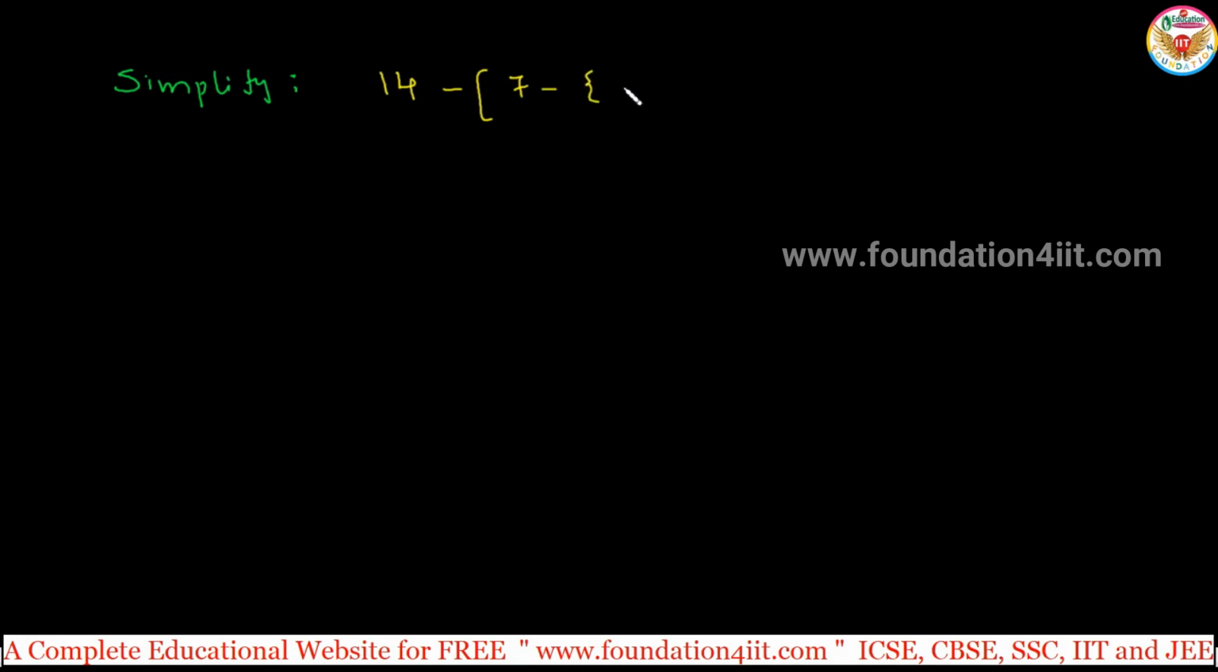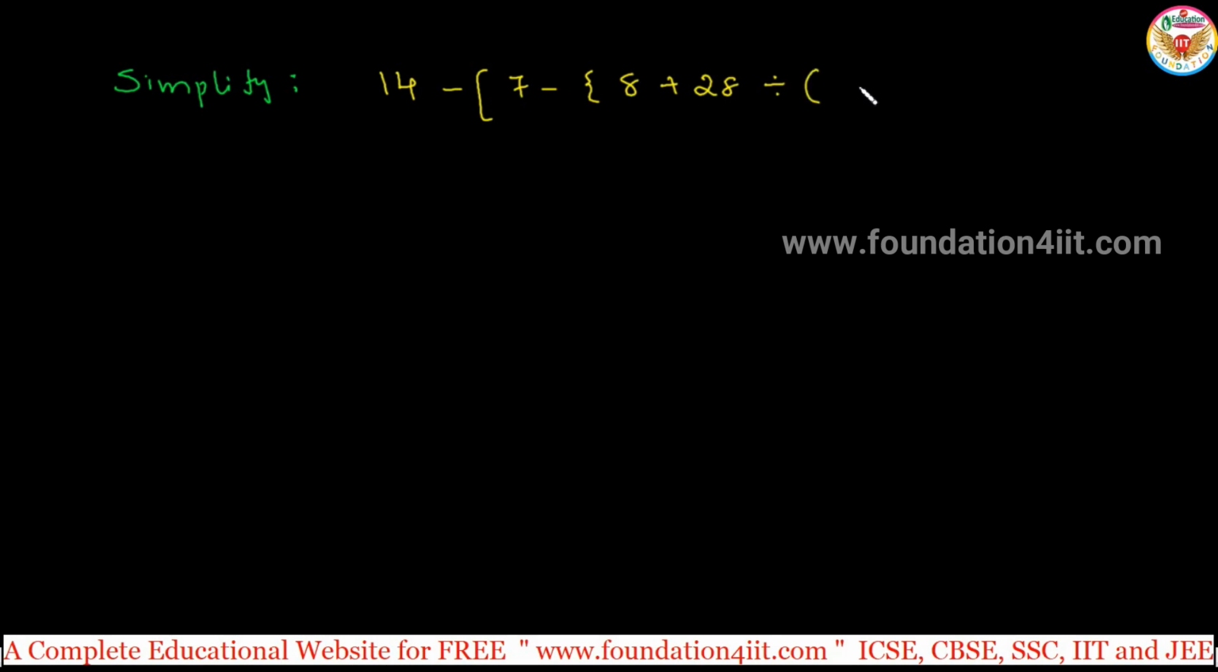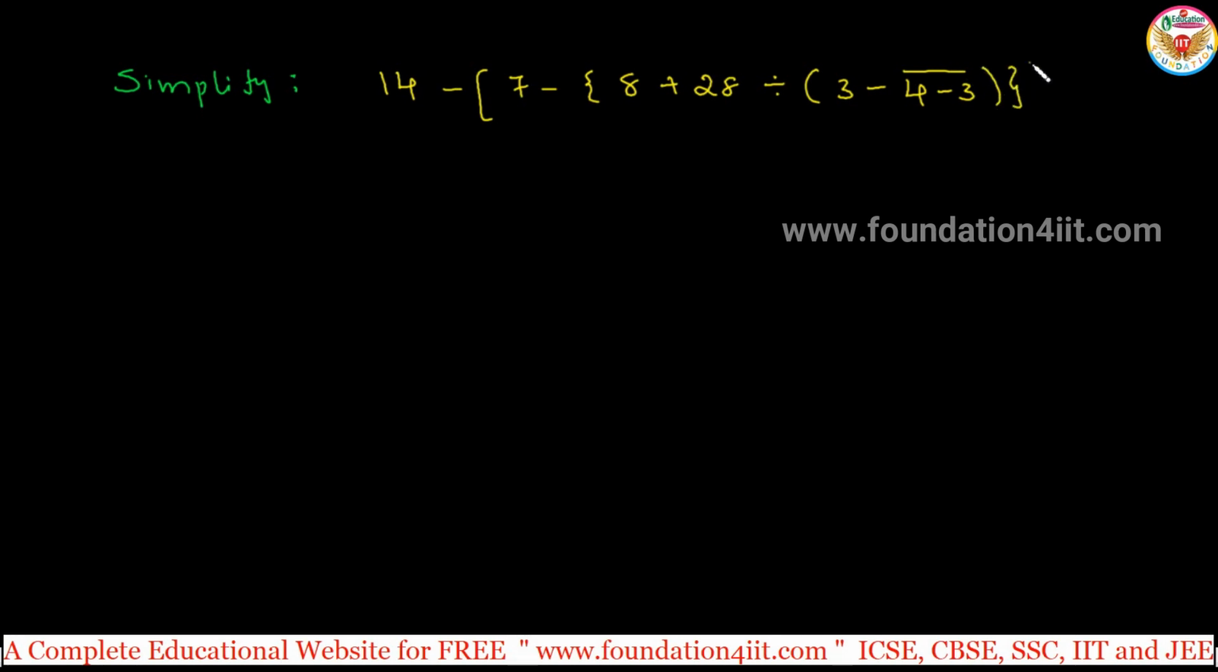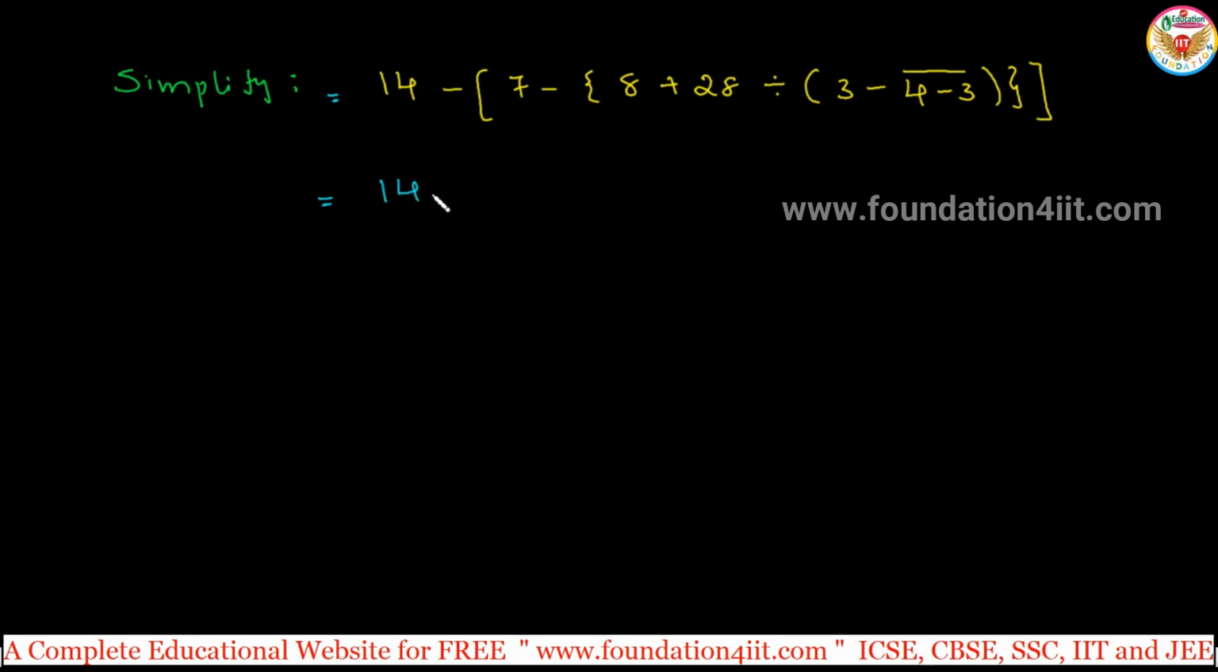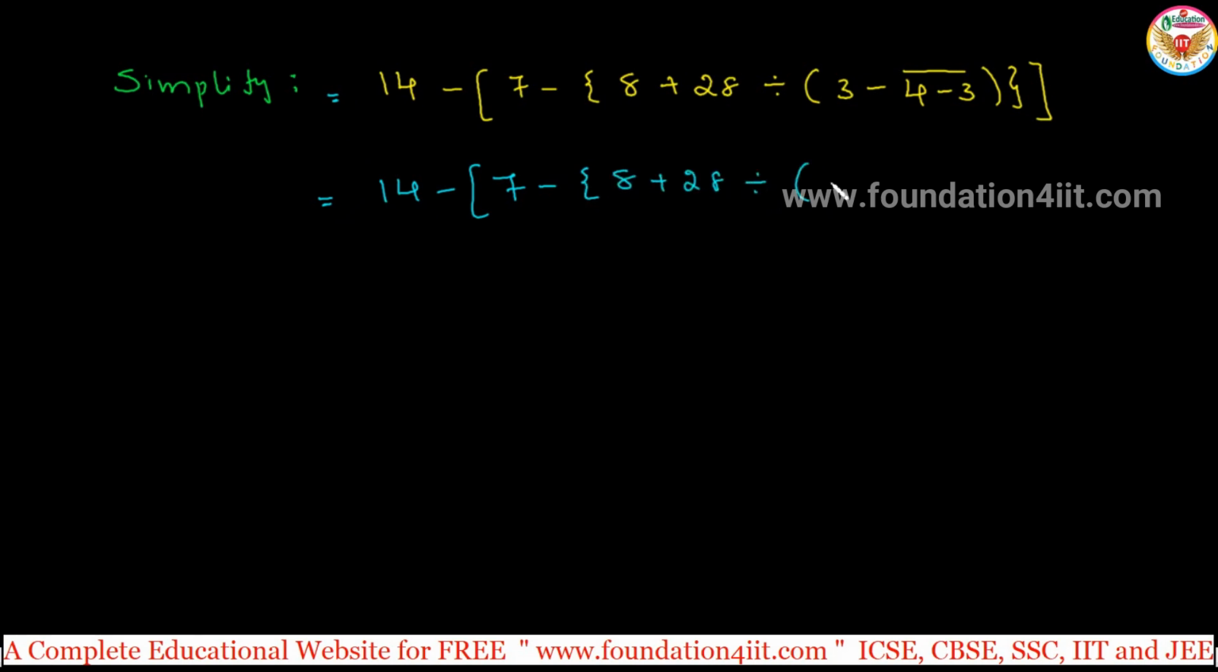7 minus, again curly bracket, 8 plus 28 divided by, small bracket, 3 minus 4 minus 3 having vinculum, small bracket is closed, and curly bracket and square bracket. Okay, so this is a problem. First, simplifying the bar bracket. So this is bar or vinculum, right? We have to simplify this first. While I am doing it, you can write the same. 14 minus square bracket. Here is 7 minus, again curly bracket start, 8 plus 28 divided by, again open the small bracket.